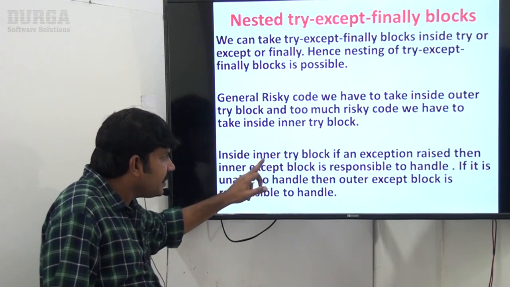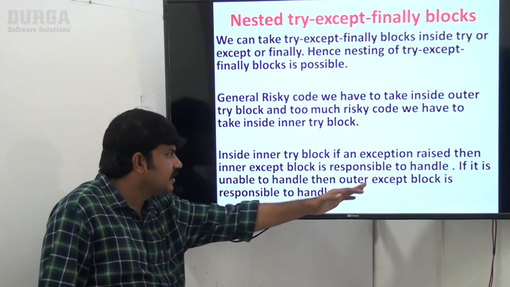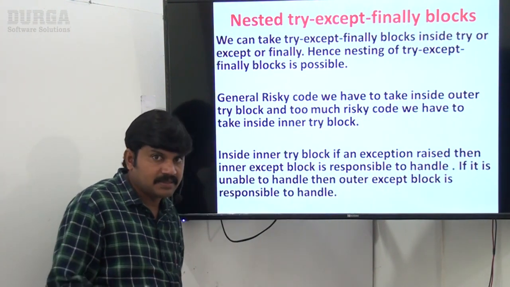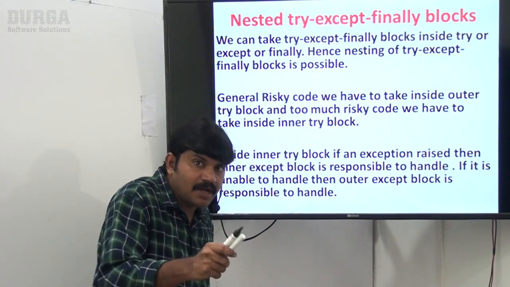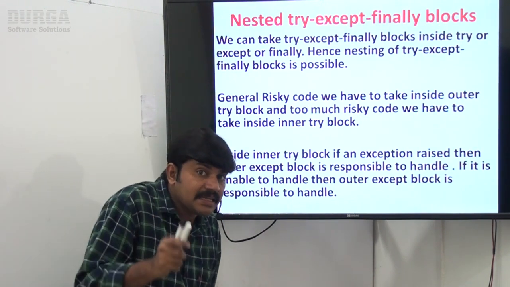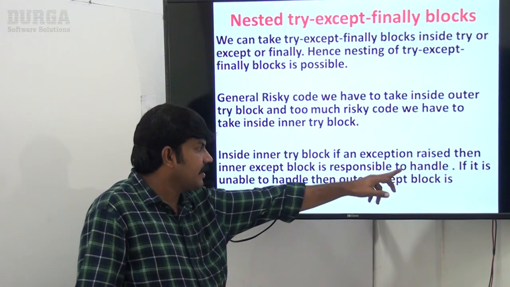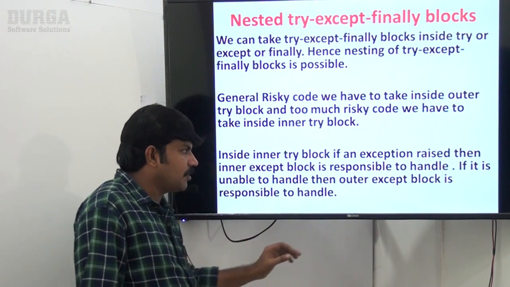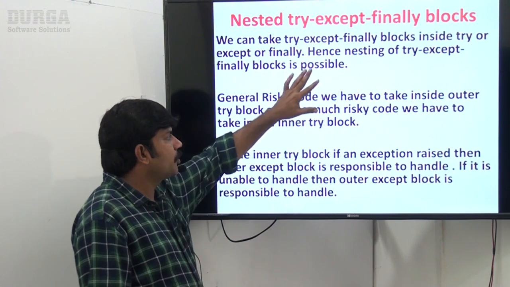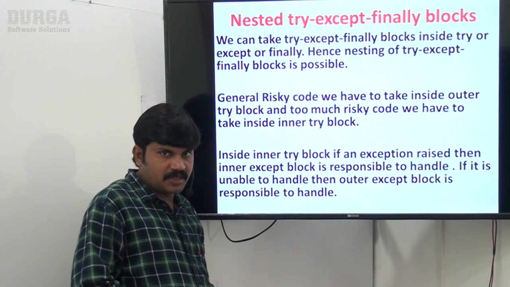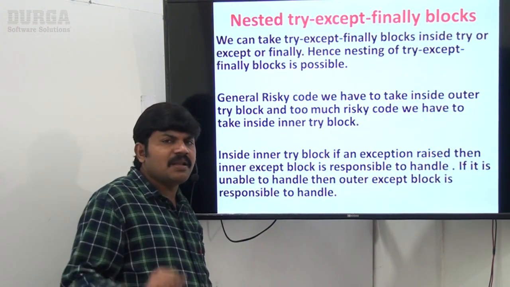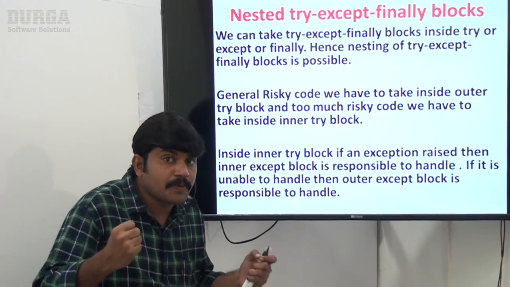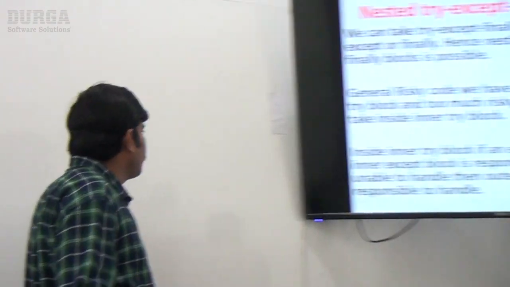Next, inside the inner try block, if an exception rises, then the inner except block is responsible to handle. Sir, observe, inside the inner try block, if an exception rises, the inner except block is responsible to handle. If it is unable to handle, then the outer except block is responsible to handle. That's what you people should be aware about this one, sir. Are you in the position to understand? Sir, now let me go for one or two theoretical examples so that you people will get much clarity. Best example for you people, right?